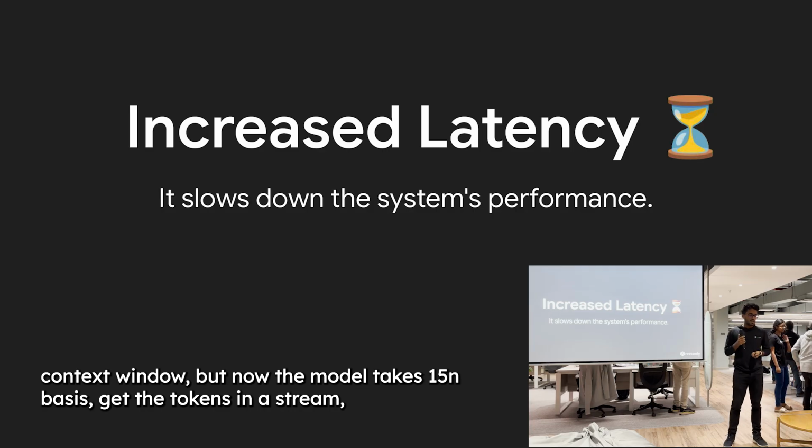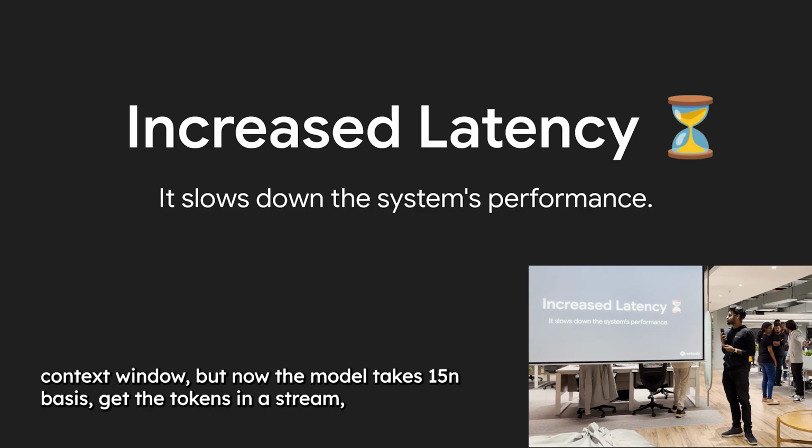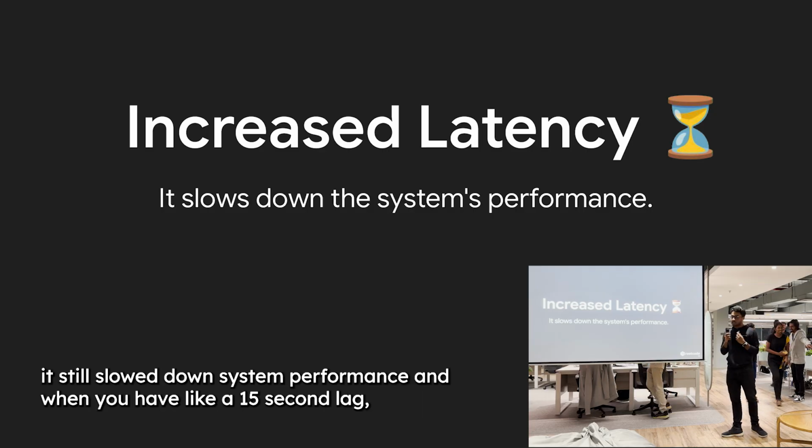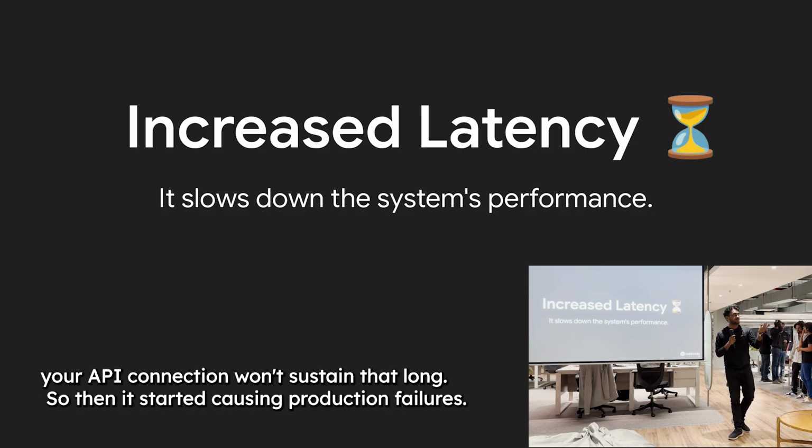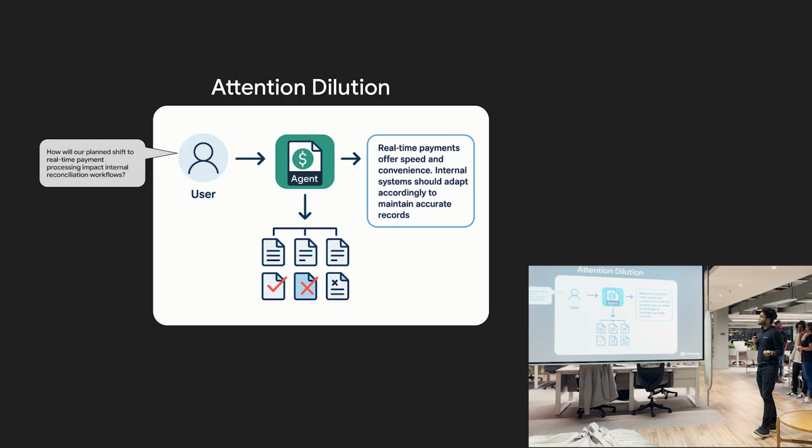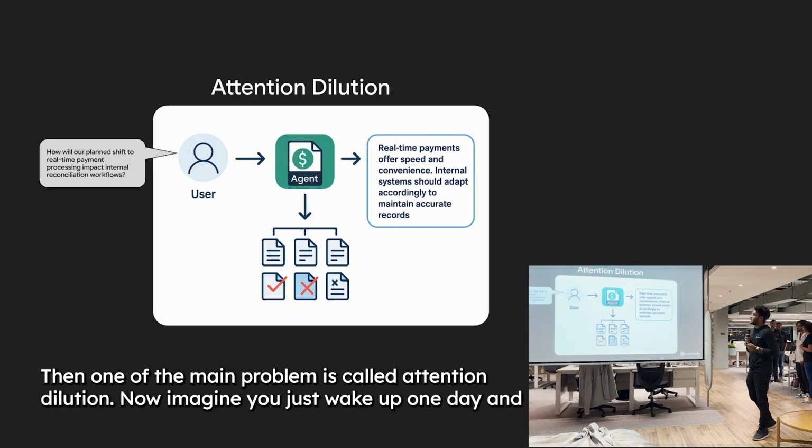Even if you use features like streaming, where you get the tokens in a stream on an on-demand basis, it still slowed down system performance, and when you have like a 15-second lag, your API connection won't sustain that long. So then it started causing production failures. And one of the main problems is called attention dilution.